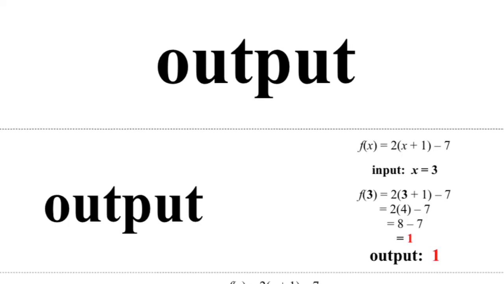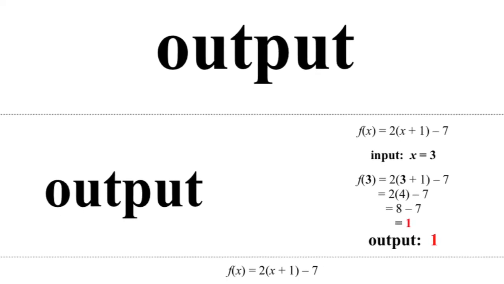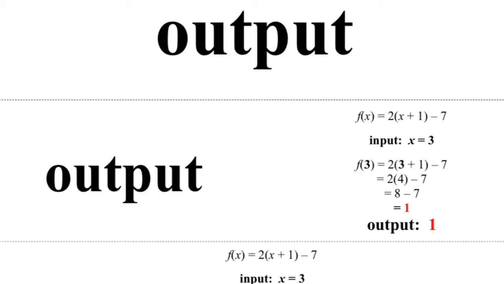An output, also known as the range, is a y-value. It's usually the answer that you get after plugging in an input.